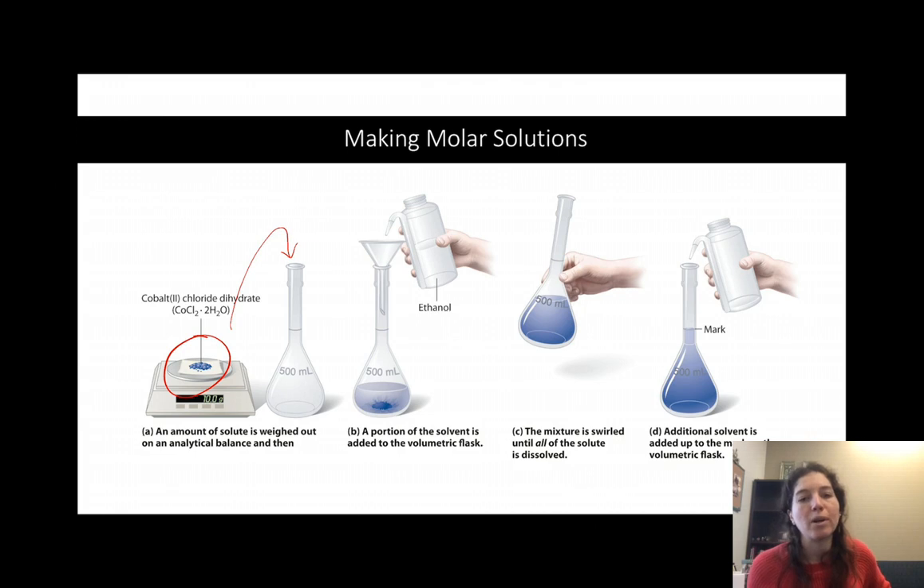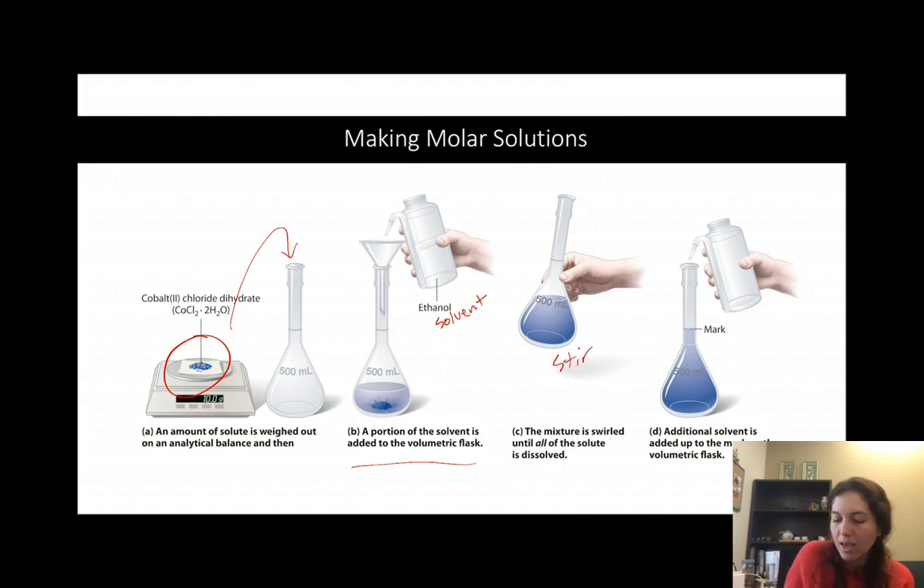So let's say here we're going to make 500 milliliters of this solution. We put the solid in, and then you put in your solvent. In this case, this person's using ethanol instead of water. They add it, they stir it up, and then once they do that, they finish filling it up to the line, the 500 mils. So we've got our solid in the solvent, and it's been dissolved. And that's how we make what's called a molar solution.